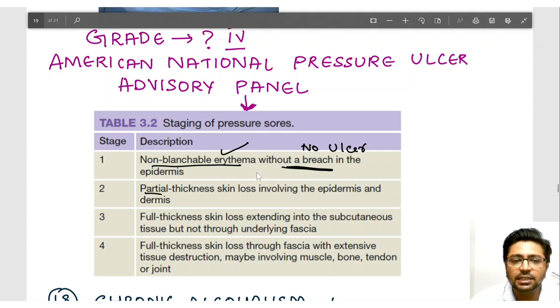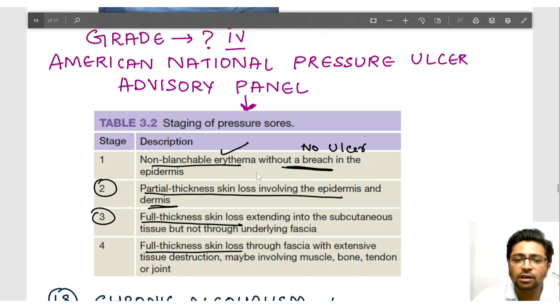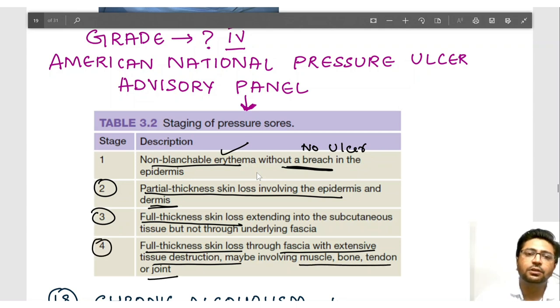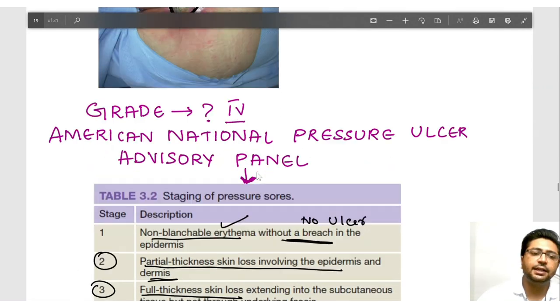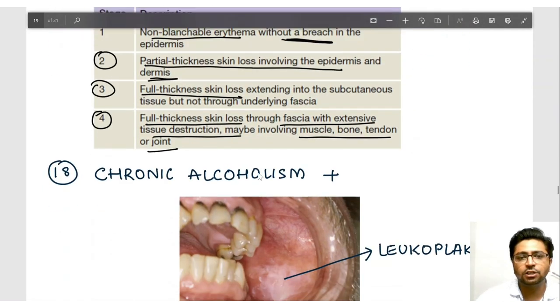Partial thickness skin loss involving the epidermis and dermis is stage 2, full thickness skin loss is stage 3, and if there is full thickness skin loss through the fascia with extensive tissue destruction involving the muscle, bone or tendon, it is stage 4. In the diagram shown here, we can appreciate full thickness loss of skin along with destruction of the fascia and the underlying muscles. So this is likely to be grade 4, stage 4 of pressure sores.